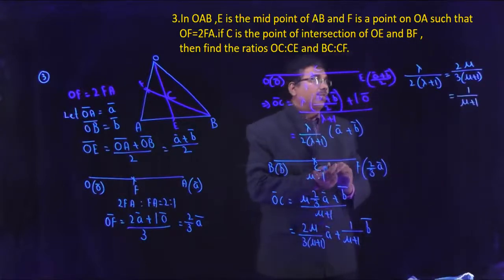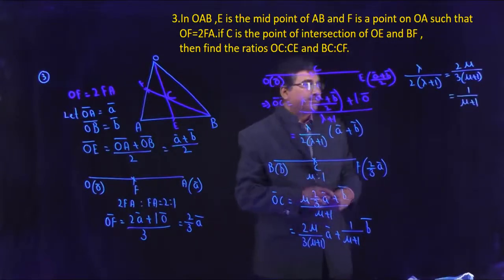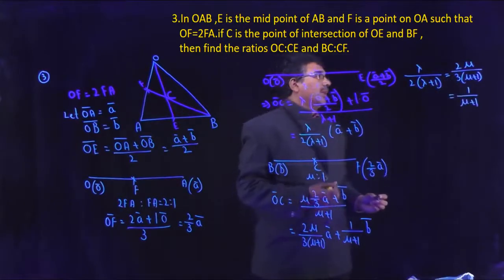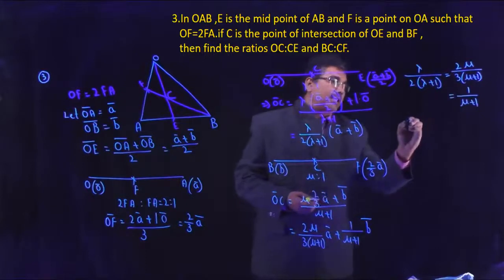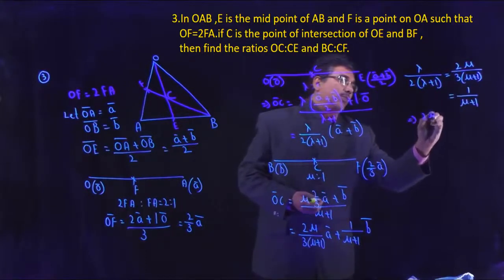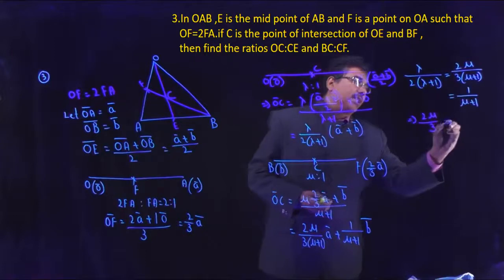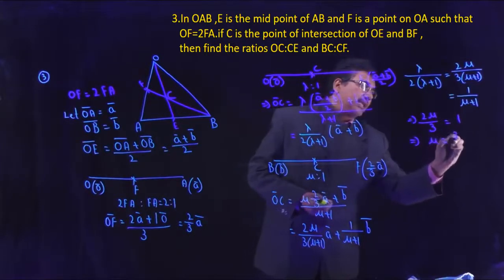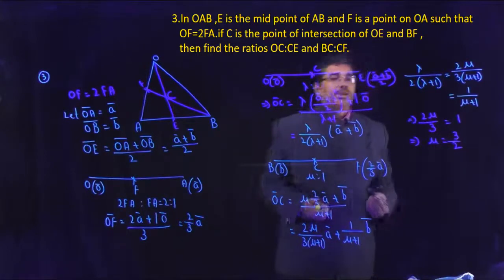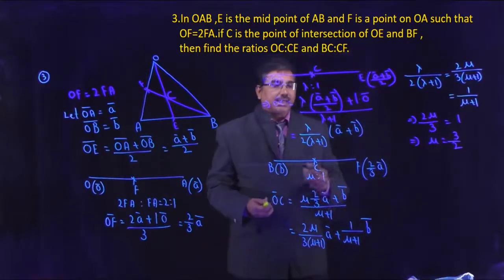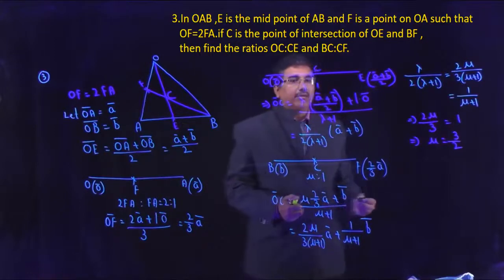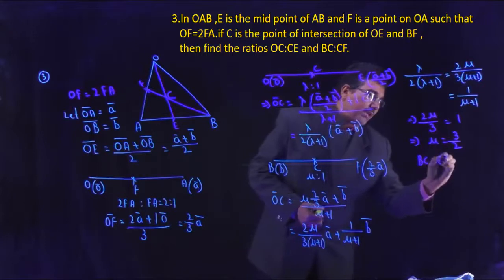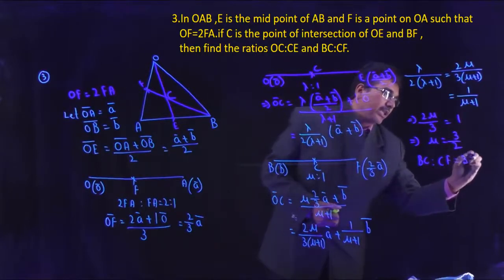Right, now equating these two, mu plus 1 gets cancelled. That implies 2 mu divided by 3 is equal to 1. That implies mu is equal to 3 by 2. Right, mu is BC is to CF. Mu, that is BC is to CF, is equal to 3 is to 2.